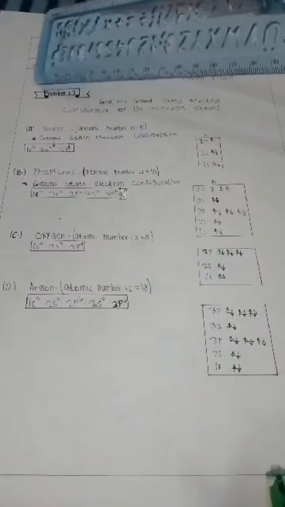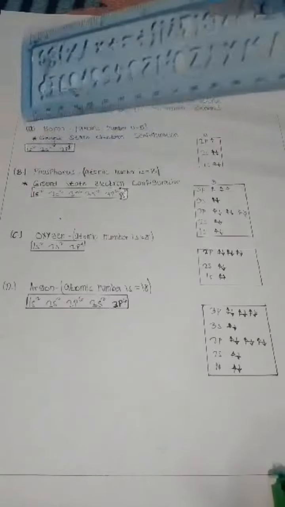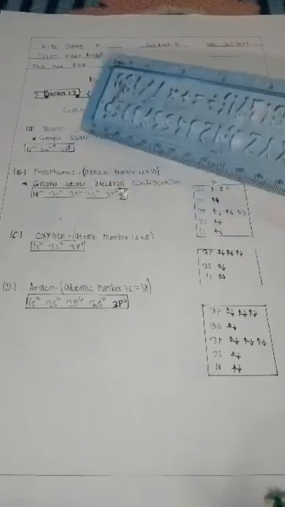Okay, let's move to problem 1.2. Give the ground state electron configuration of the following elements. The first is boron. The atomic number is 5. So the ground state electron configuration is 1s2, 2s2, 2p1. So 2 plus 2 equals 4 plus 1 equals 5. So the atomic number of boron is 5.